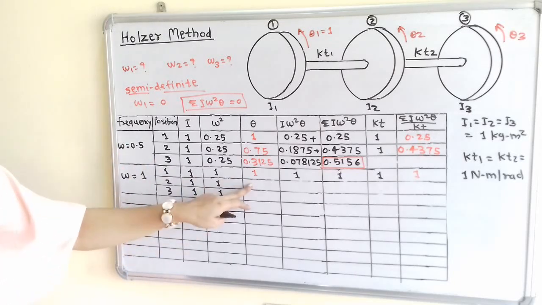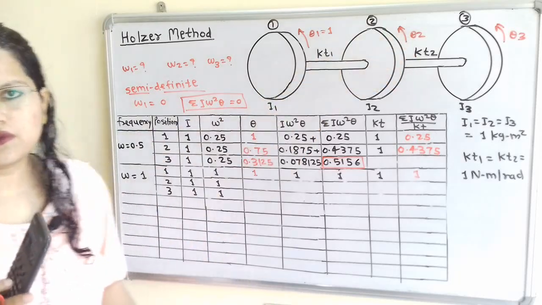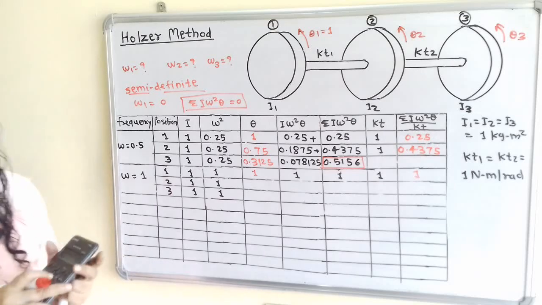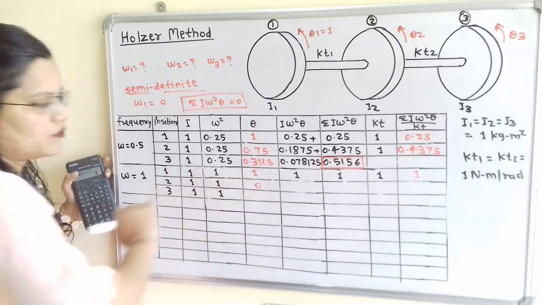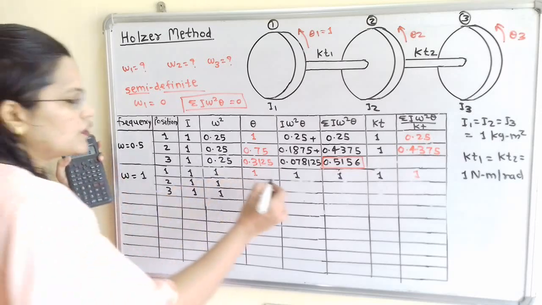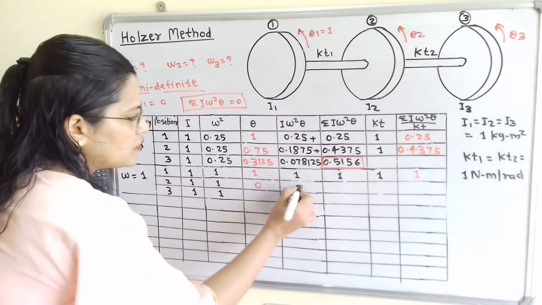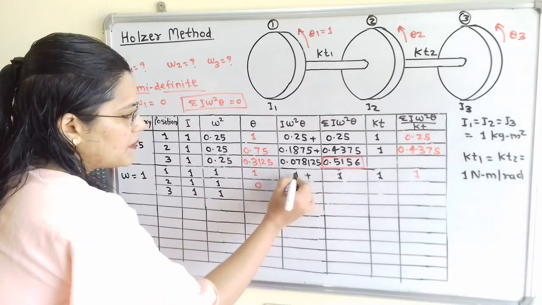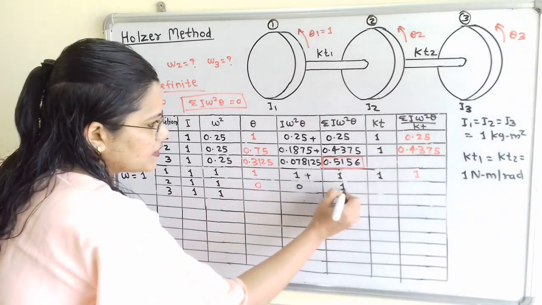So how to decide the value of theta 2 at position 2. So we know that this 1 minus 1. So 1 minus 1 is 0. Now next I omega square theta. So 1 value is 0. So here is 0. Now summation of I omega square theta. Now it is important. I will write here plus and 1 plus 0, that is 1.